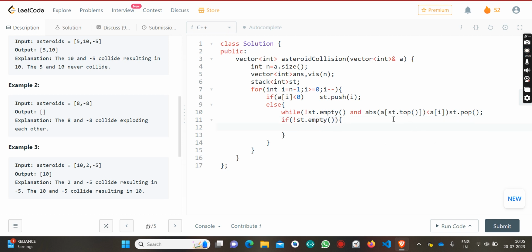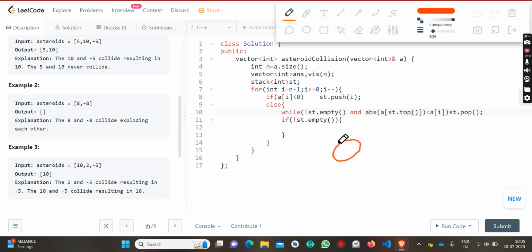So there can be two conditions. What can be the two conditions? If it is equal to a of i, means the size of the asteroid on the top is equal to a of i. So in that case, what would happen? Suppose it is moving to the right, because I am considering the case when a of i is greater than 0, so it is moving to the right. And if it is moving to the left, I have encountered an asteroid. Say its size is 5 and its size is also 5, so in this case both will get destroyed. It's clearly stated in the problem.